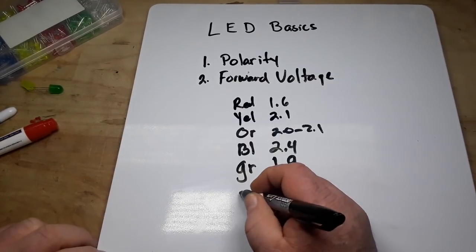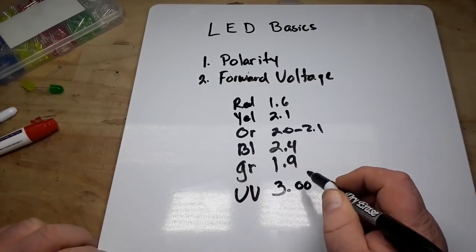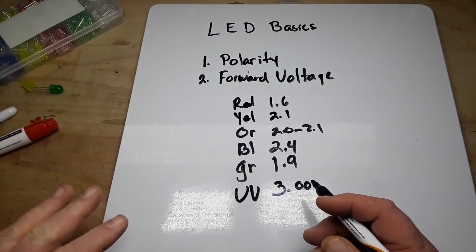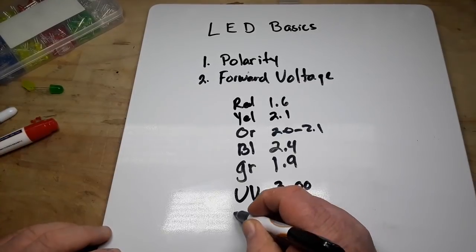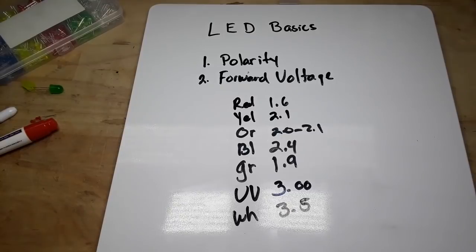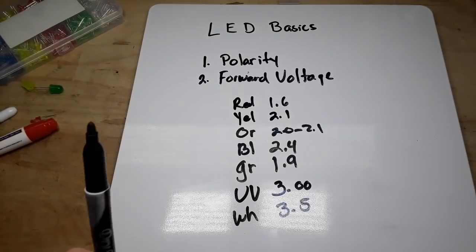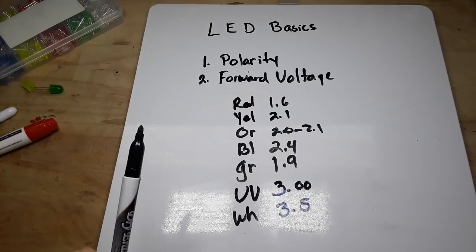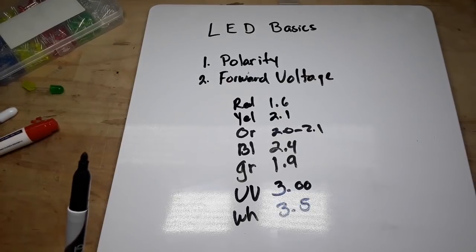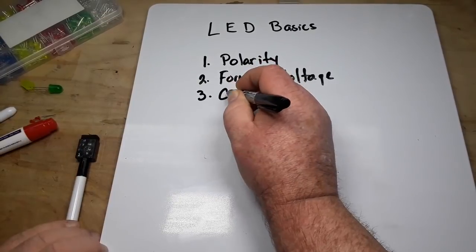Then when you get into like an ultraviolet, it's going to be up around 3 volts. And you get the clear white LEDs, the clear white ones, not the ones that have a phosphor coating. They are going to be about 3.5 volts. So that is your forward voltage. And that's an important thing that we're going to need to know when we talk about our third thing, which is the current. So thing number 3 is the current.